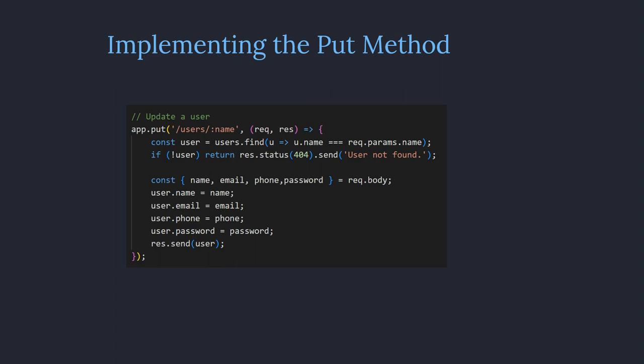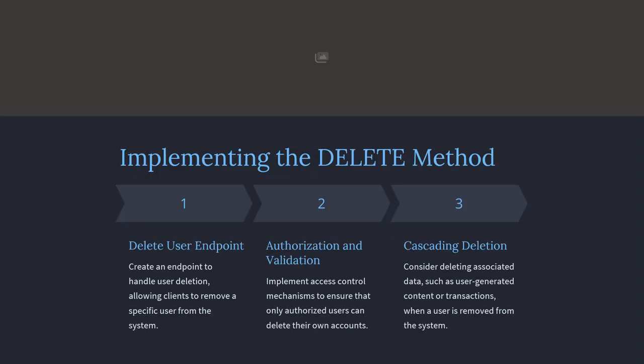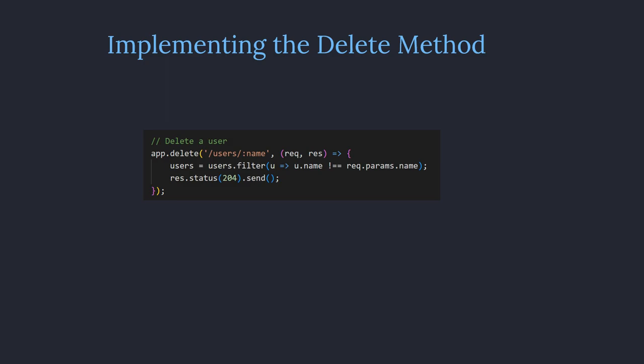When you want to update a user, you need to use the PUT method. Then you find the user with the matching name, and update their email, phone, and password fields. We are also going to implement the DELETE method.